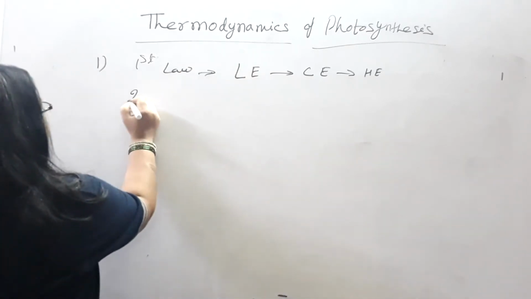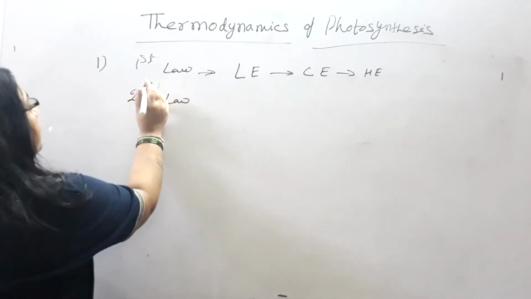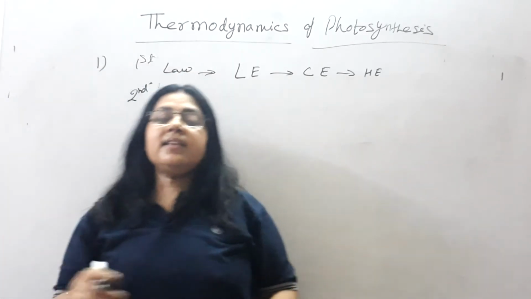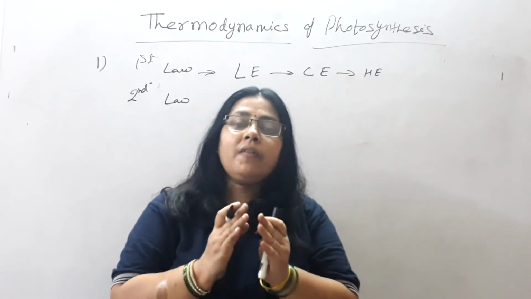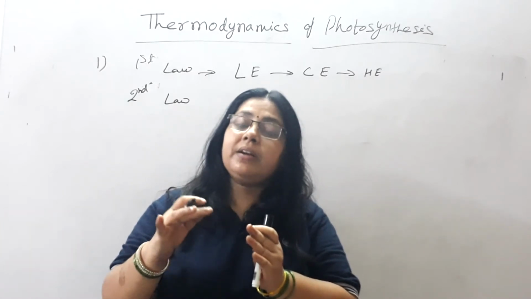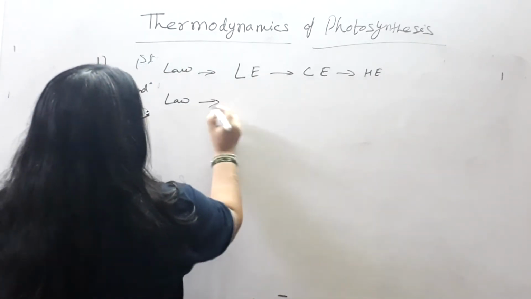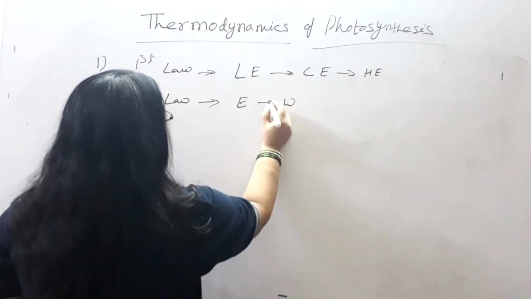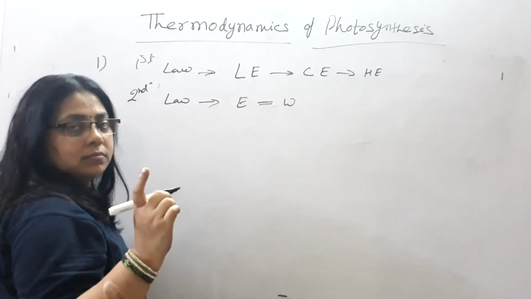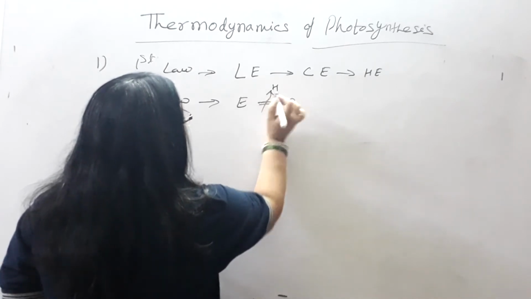Now, the second law. The second law of thermodynamics says that the amount of energy is never completely converted into total work done. It means E never completely converts into W; energy is never equal to the work done. Some amount of energy is dissipated in the form of heat.